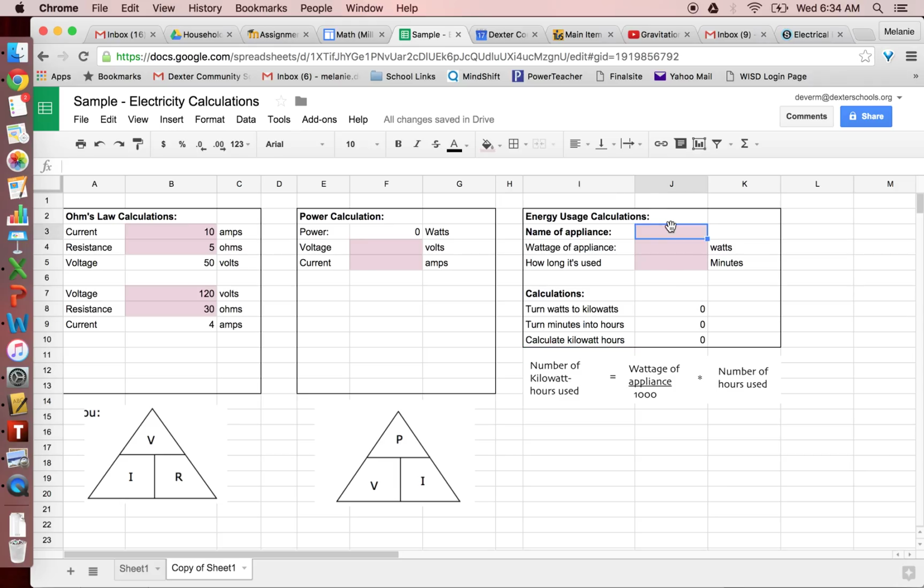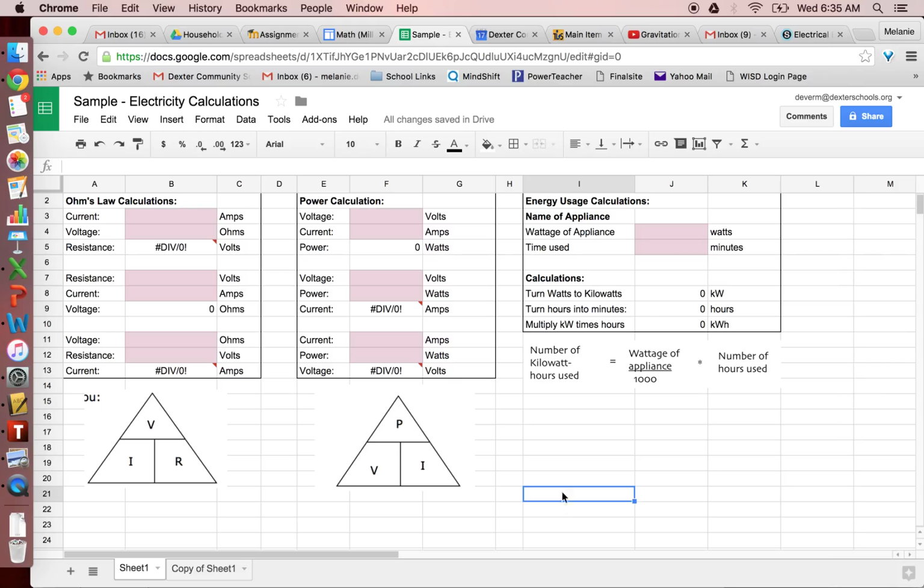So let's say that the name of the appliance is a microwave. It is a fairly powerful microwave. This is a 2,500 watt microwave that I heat my lunch for 3 minutes. And now I can see that it uses 2.5 kilowatts for 0.05 hours, or a total of 0.125 kilowatt hours. Your job is to create this worksheet with all of the formulas filled in.